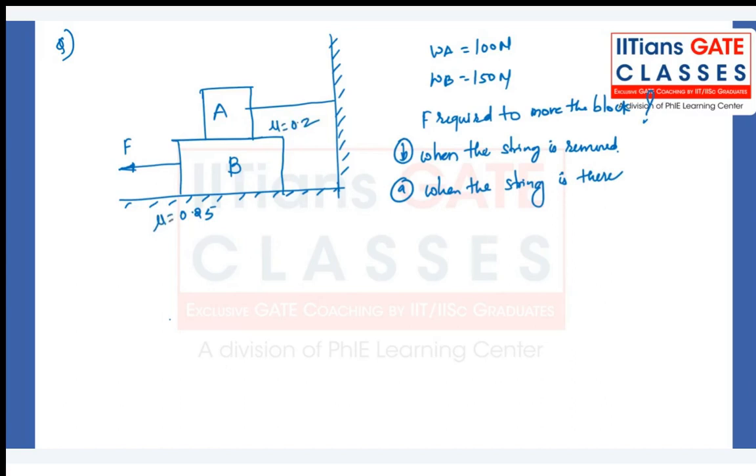I hope things are clear. I'll repeat it once again. Listen carefully. Two blocks A and B. Block A is 100 Newton, block B is 150 Newton respectively, and they're asking for the smallest force F required to move the block, in the first situation when the string is there, and in the second situation when the string is removed. The coefficient of friction is 0.25 between the floor and block B, and 0.2 between the two blocks. The data is given to you. Make use of it and solve the question.